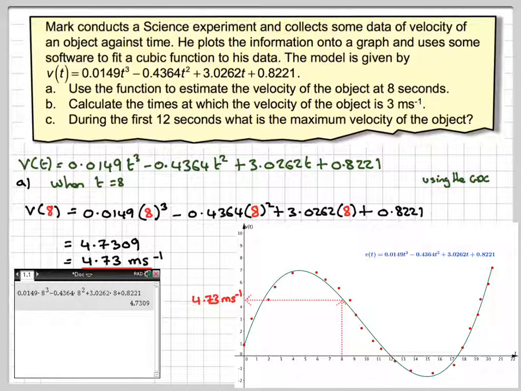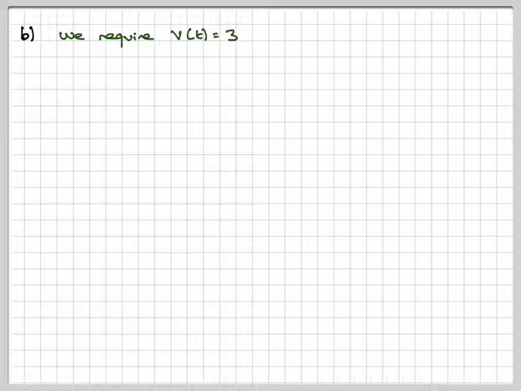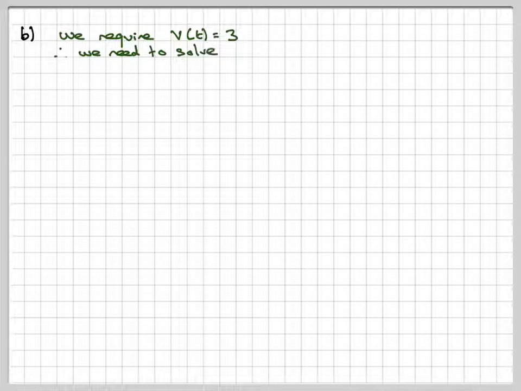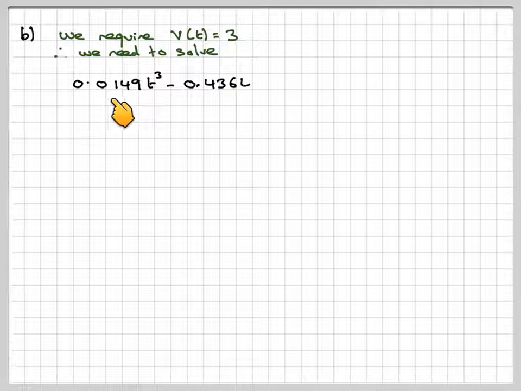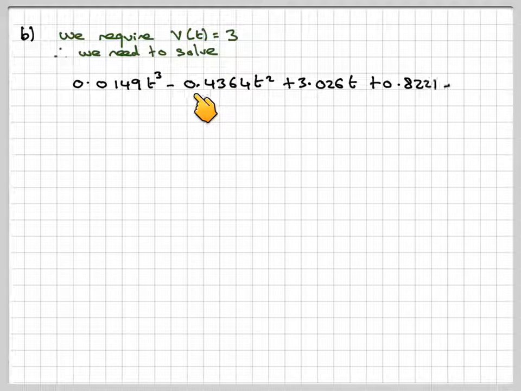Okay, so I now have to calculate the times at which the velocity of the object was 3 meters per second. So we require v of t is equal to 3, so we need to solve this equation, 0.0149 t cubed minus 0.4364 t squared plus 3.026 t plus 0.8221 is equal to 3. So again, we're going to use the GDC to do this.